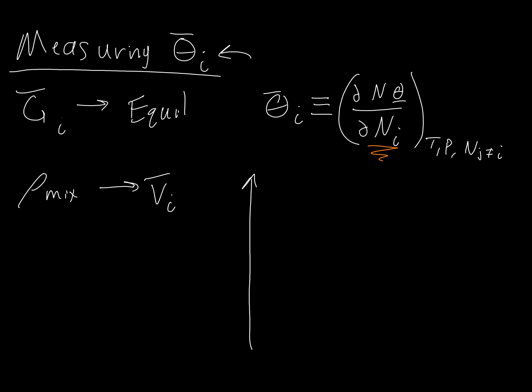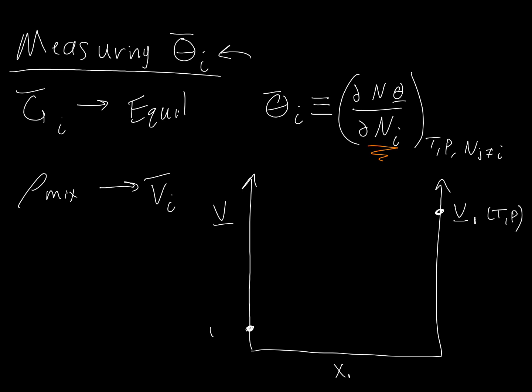So if we take a look again at a binary mixture, in this case we can just say it's the volume of the mixture. This point right here will be the specific volume of component 1, which is only a function of temperature and pressure. And down here, this is the specific volume of 2, the pure species property, so it's only a function of temperature and pressure. But the total properties are a function of temperature, pressure, and composition.